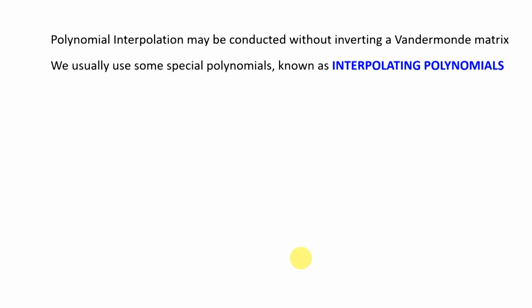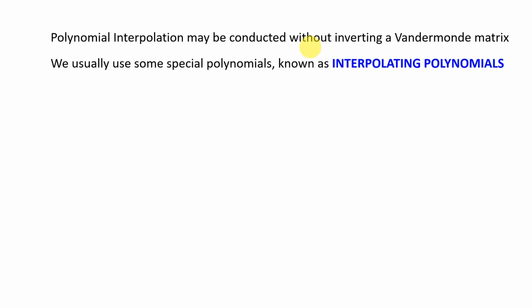So how can we avoid such a situation? We can avoid it by introducing a new idea that is known as interpolating polynomials. If we use this idea of interpolating polynomials, which are a special kind of polynomials, you will see that we will completely avoid using this Vandermonde matrix. In an upcoming lecture, we will see what these interpolating polynomials are and how we can utilize them for polynomial interpolation.